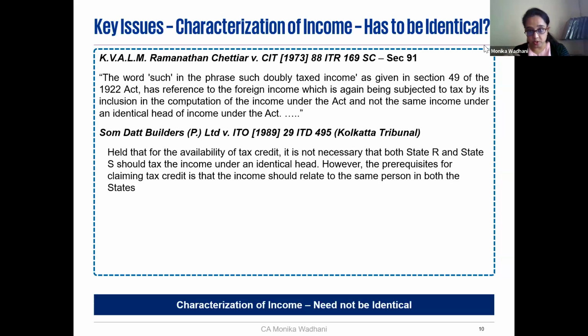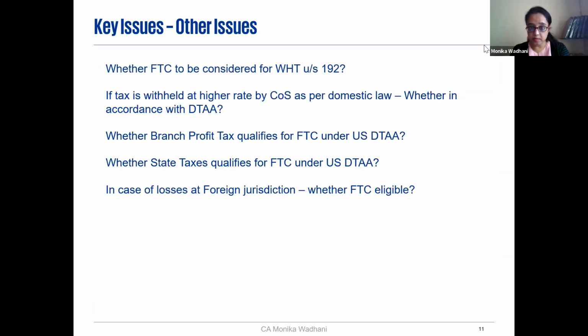He may offer ESOPs under some other head of income, whether salary or capital gains, etc. Also, in case of buyback of shares, whether it partakes the character of capital gains or of dividend income is another controversy that we are seeing. So the moot question over here is that in case of different heads of income, FTC should still be eligible.